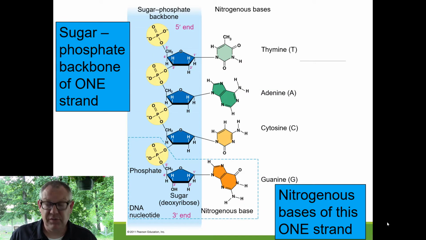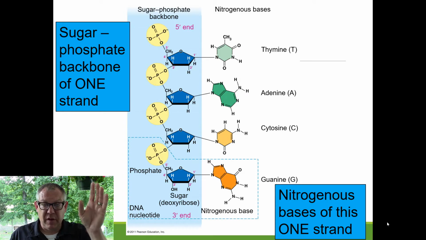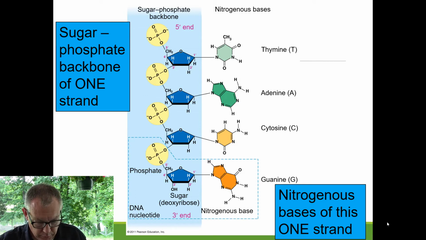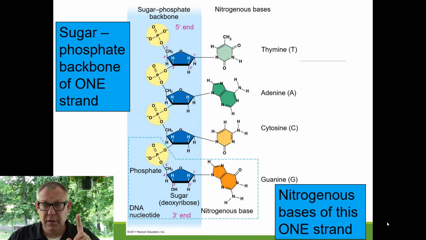And so this is just another look at the exact same thing again. And you can see sugar, the backbone, sugar, phosphate, sugar, phosphate, sugar, phosphate. And then on each of those sugars, there's a nitrogenous base sticking out. And they're all sticking out to one side. Now this is one strand. If this is DNA, we need another strand, right?